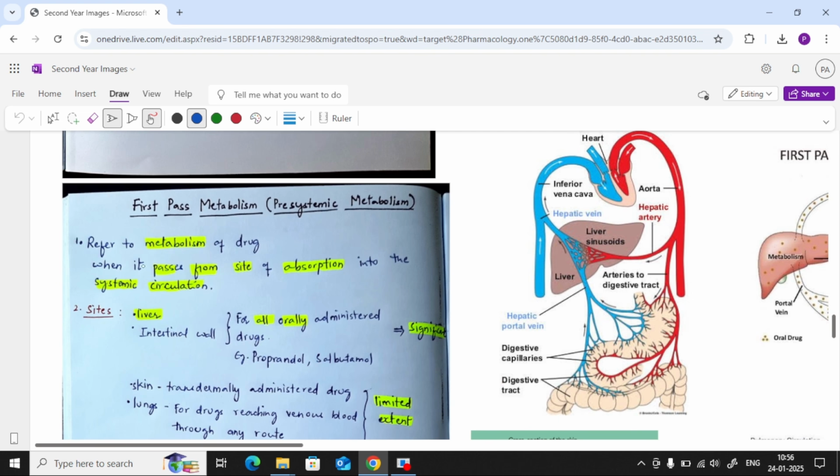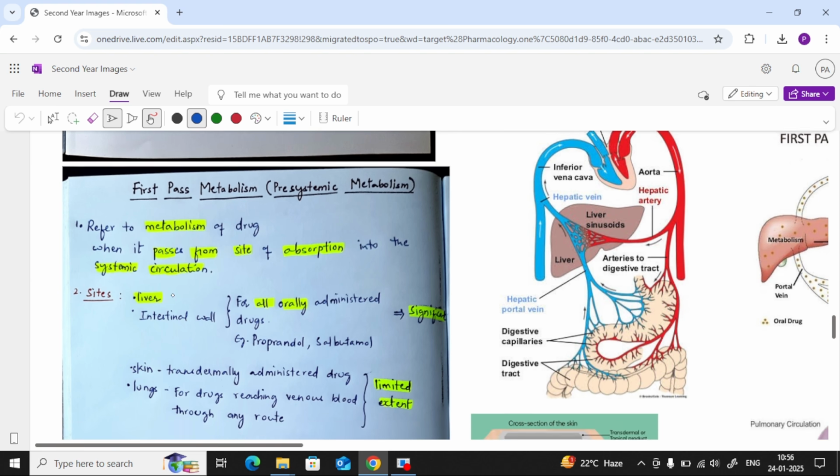Let's come to this statement. When it passes from the site of absorption, what is the site of absorption? Stomach and intestine. So from the site of absorption into the systemic circulation. What is systemic circulation? This circulation. So whatever metabolism is happening in between is nothing but first pass metabolism or pre-systemic metabolism, the metabolism before reaching the systemic circulation.